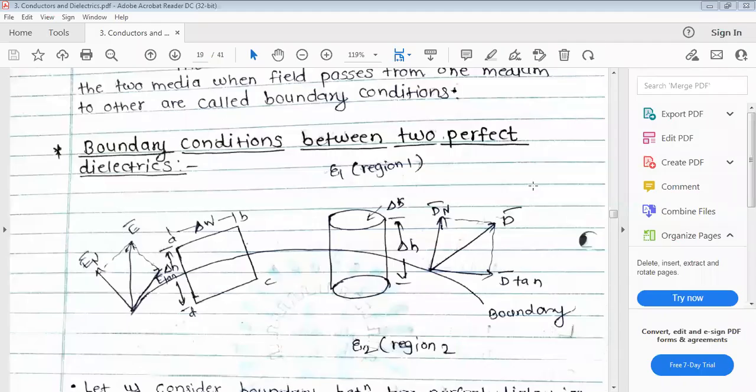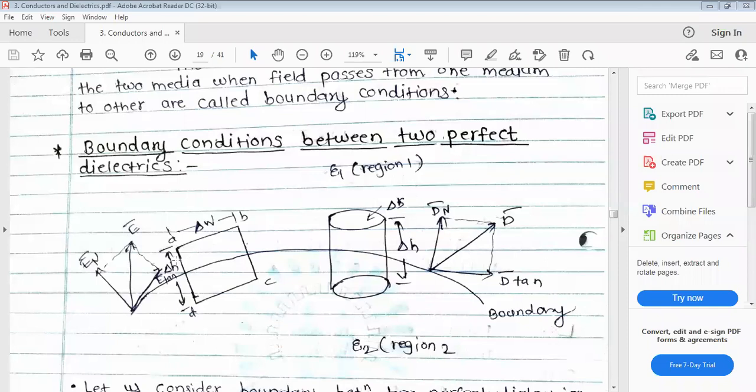So here we have to check the boundaries, that means the tangential components and normal components. Consider one boundary and consider a closed path. This is a rectangular closed path A, B, C, D, A, and the total height of this path is partly in region 1 and partly in region 2, right?